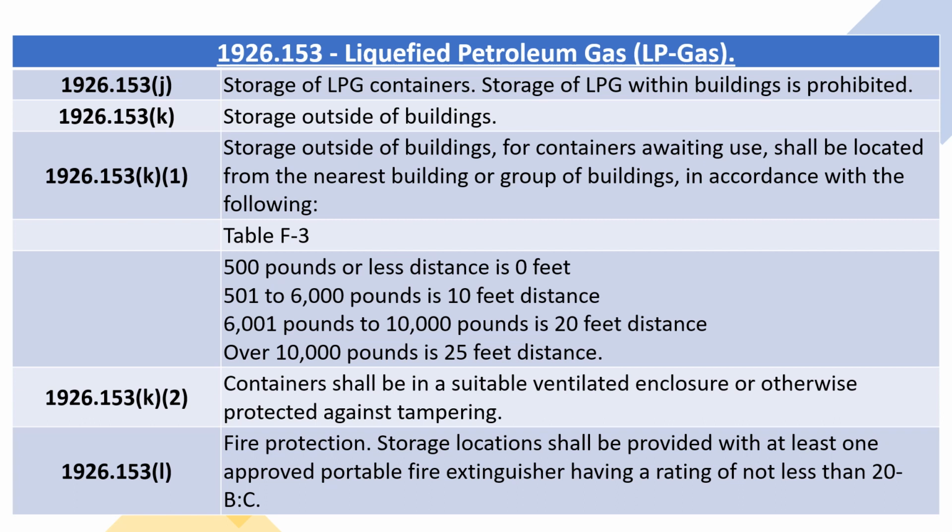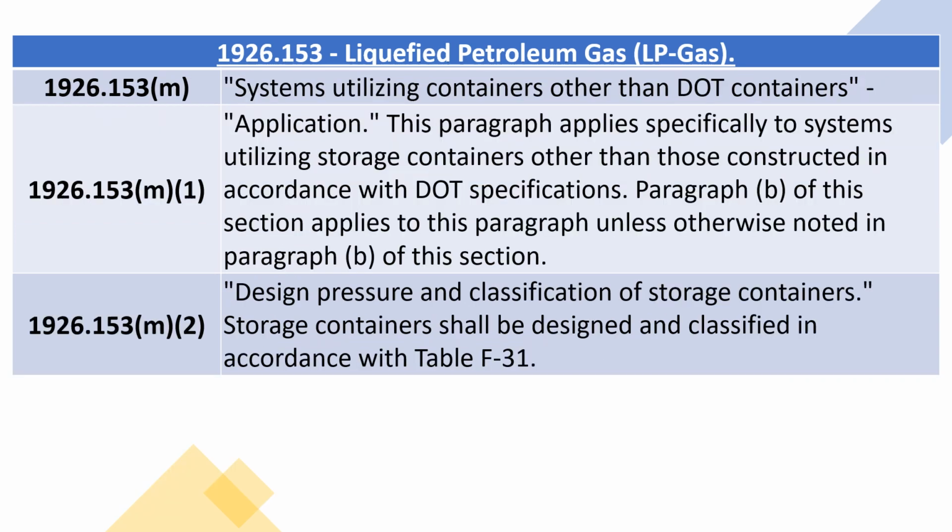1926.153(l) Fire protection. Storage location shall be provided with at least one approved portable fire extinguisher having a rating of not less than 20-B,C. 1926.153(m) Systems utilizing containers other than DOT containers. 1926.153(m)(1) Application. This paragraph applies specifically to systems utilizing storage containers other than those constructed in accordance with DOT specifications. Paragraph (b) of this section applies to this paragraph unless otherwise noted in paragraph (b) of this section.